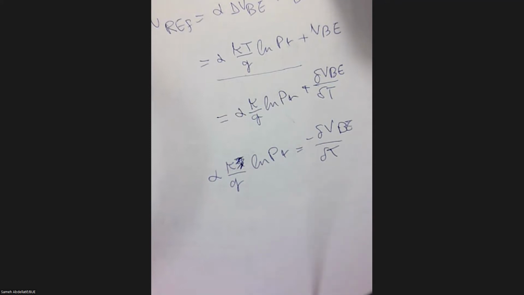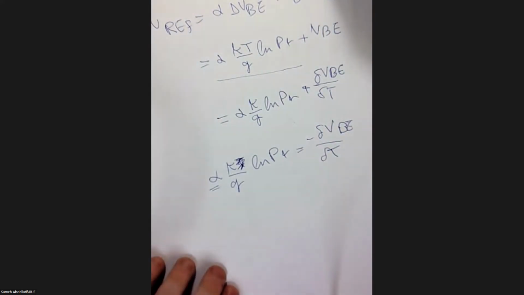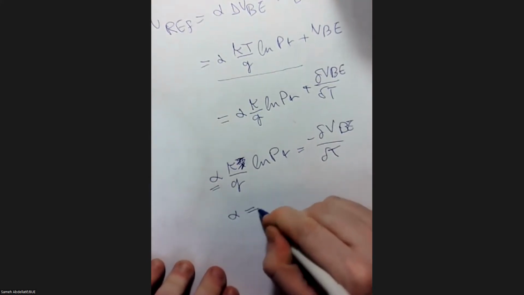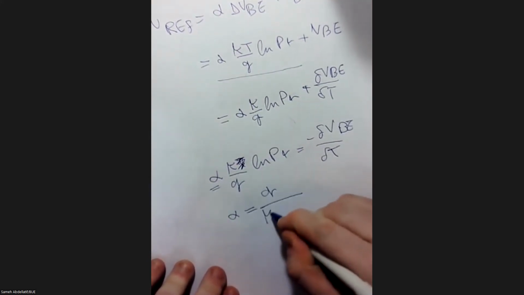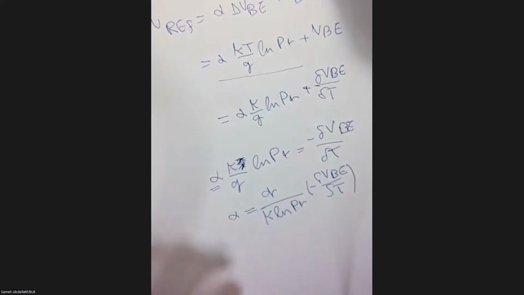Is it possible to sustain this condition? Simply yes. How? Because we have this new parameter alpha, which is a controllable design parameter. So if you set alpha equal to Q over K ln PR times minus partial VPE by partial T, that will make your reference voltage independent of temperature. And it's a reference voltage. That's why we introduced this new parameter called alpha in the equation.